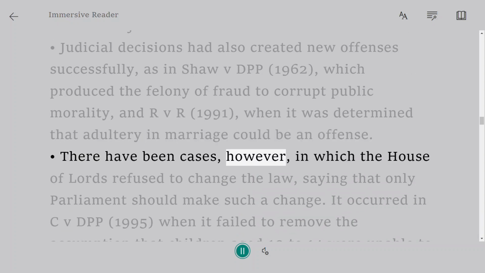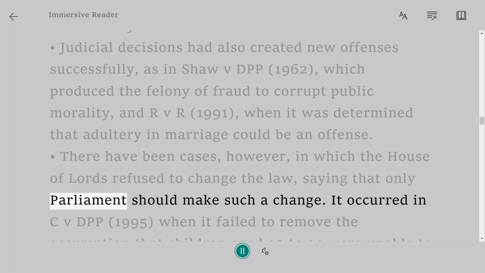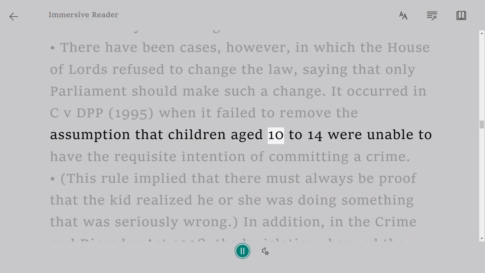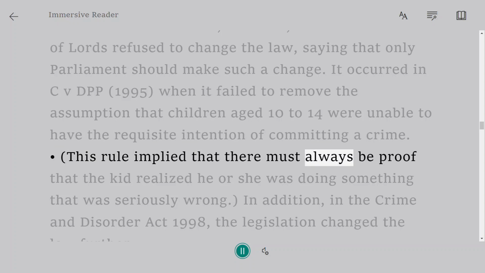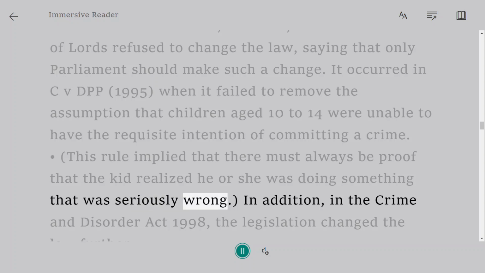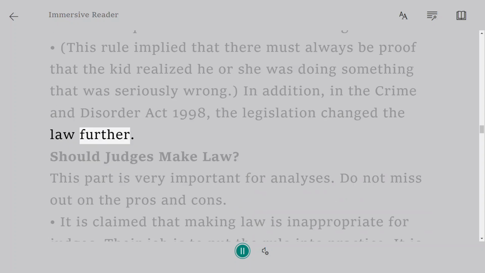There have been cases, however, in which the House of Lords refused to change the law, saying that only Parliament should make such a change. It occurred in C v. DPP, 1995, when it failed to remove the assumption that children aged 10 to 14 were unable to have the requisite intention of committing a crime. This rule implied that there must always be proof that the child realized he or she was doing something that was seriously wrong. In addition, in the Crime and Disorder Act 1998, the legislation changed the law further.